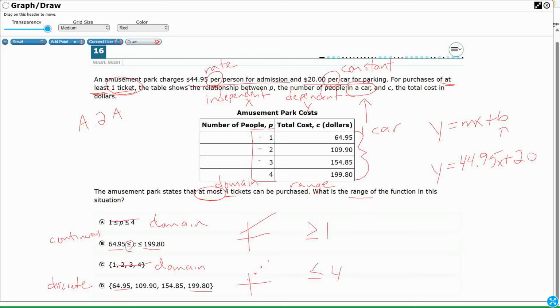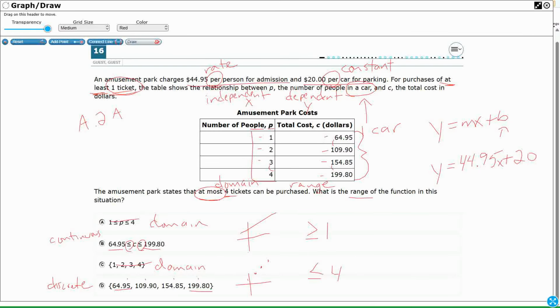This includes all the decimals in between. This only has 4 distinct points. So our question is, can you bring 1.5 people to get a number between here? Can you get 3.29 people to get a number between here? No. In this situation, you can only bring whole numbers: 1 person, 2 people, 3 people, 4 people. Those are the amounts of people that we could bring. Therefore, we only have 4 options in our range.